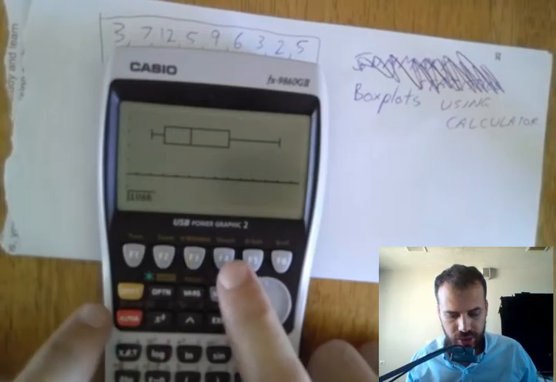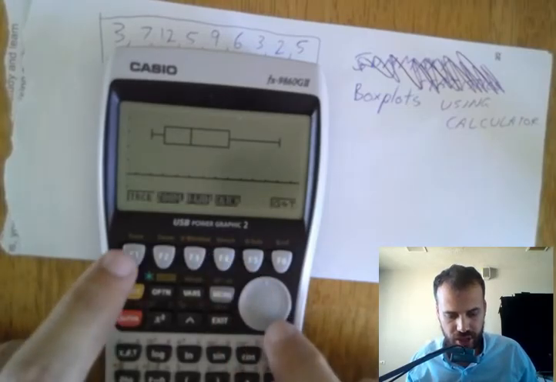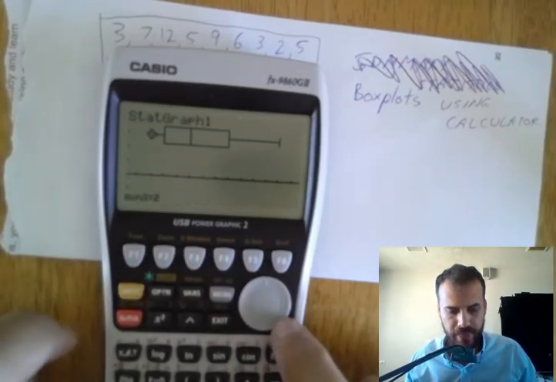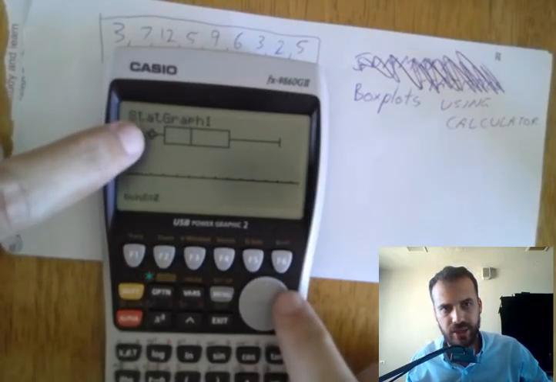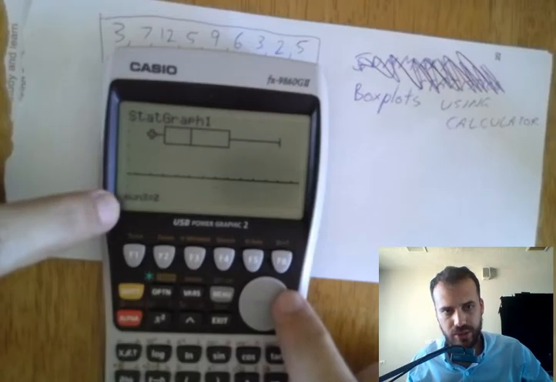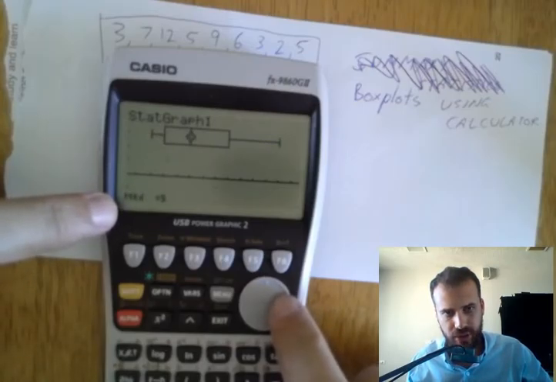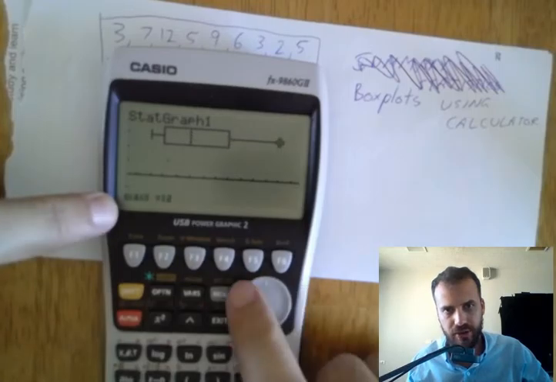So in order to do that, just press Shift Trace, and you can see now it gives me a little selector, and it says the minimum is 2, Q1 is 3, median is 5, and I can arrow through those and check that out.